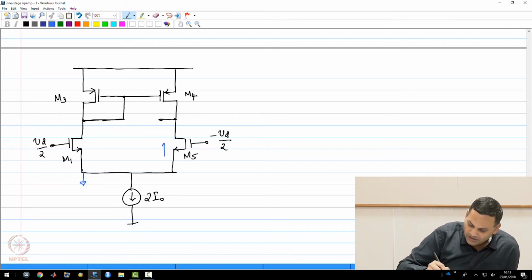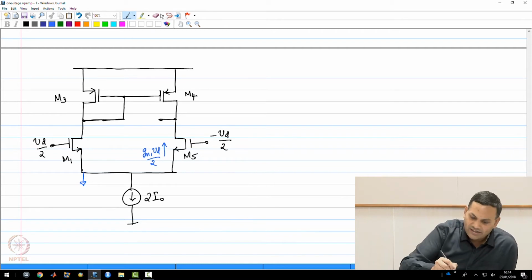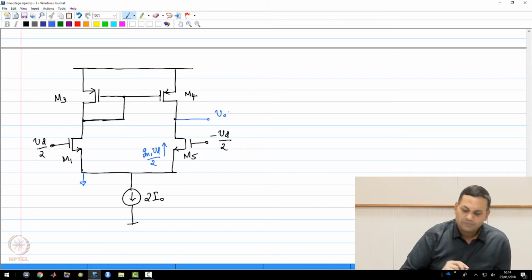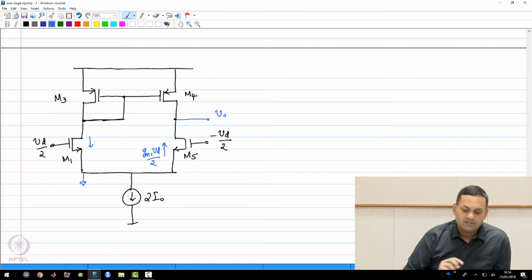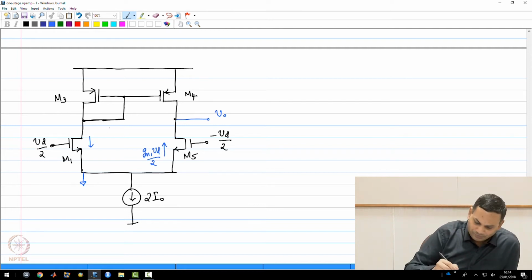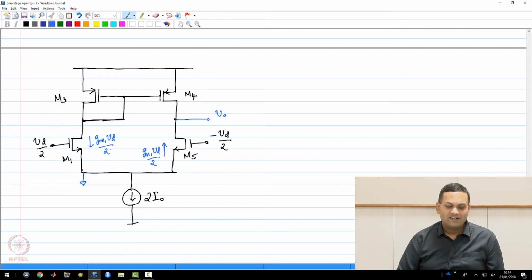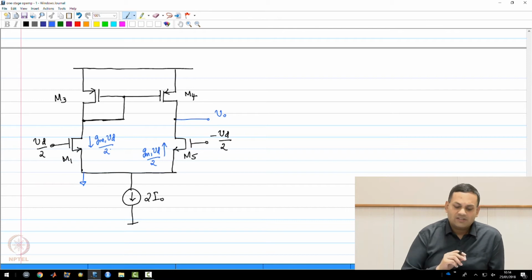Now, as we know, the current through this transistor is GM1 VD by 2 flowing upwards. That is flowing into the output node VO. Now, let us look at what happens to the current through M1. So, this current through M1, which is GM1 VD by 2 flowing downwards, will now flow through M3. And we need to find out what happens to this current.